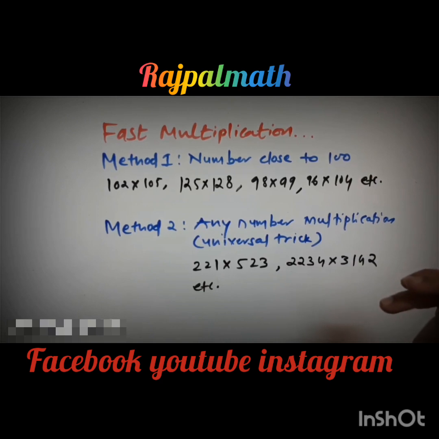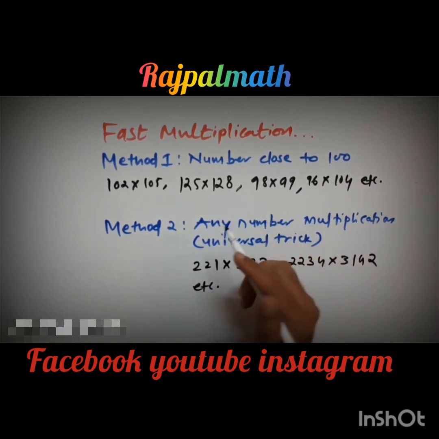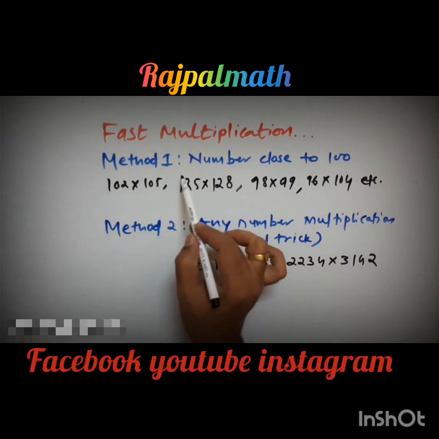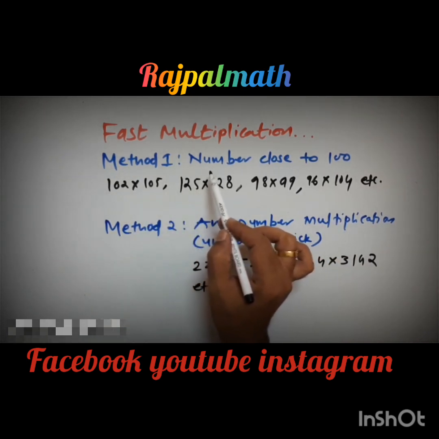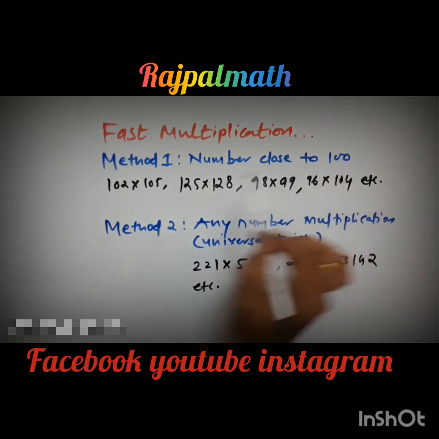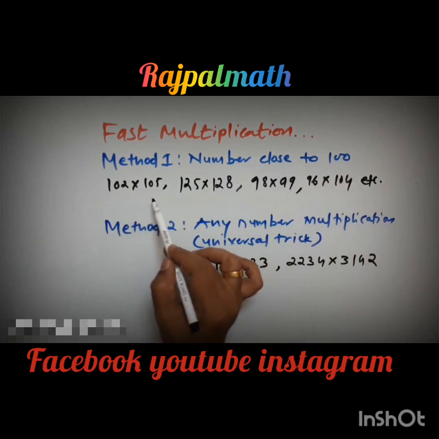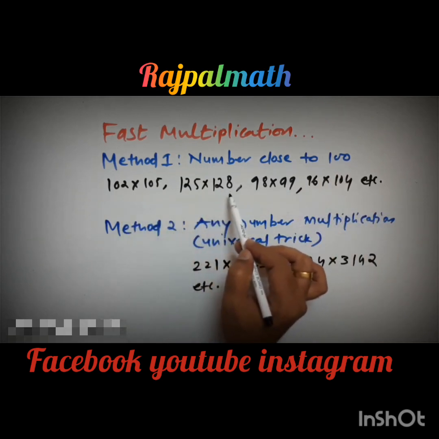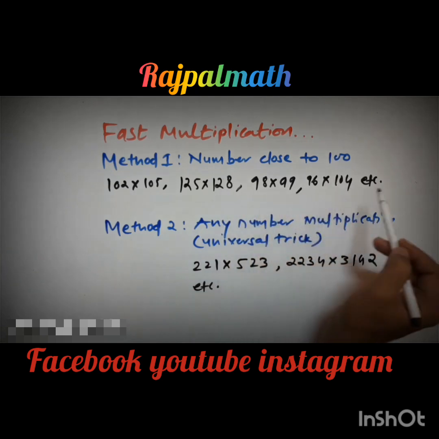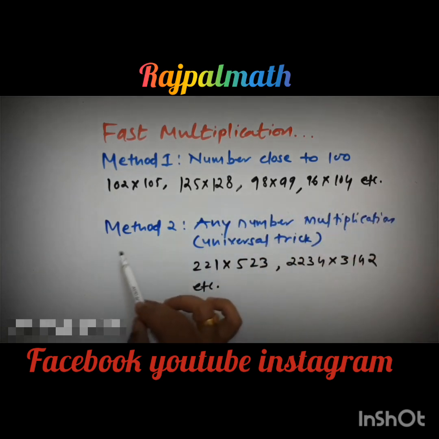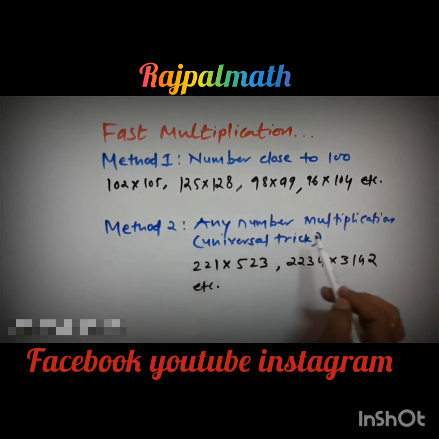We are going to split the fast multiplication trick into two different methods. With method 1, you can perform the multiplication of any numbers which are close to 100. For example, 102 into 105, 125 into 128, 98 into 99, etc. And with the second method, you can perform the multiplication of any numbers. I call it a universal trick.